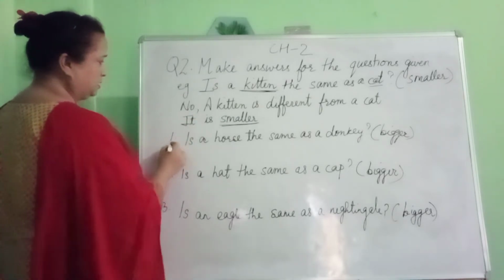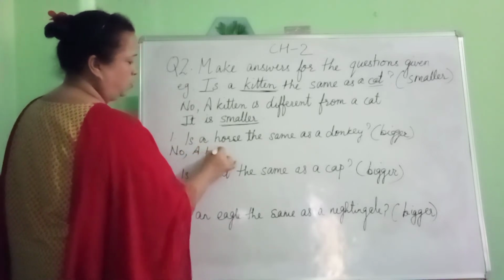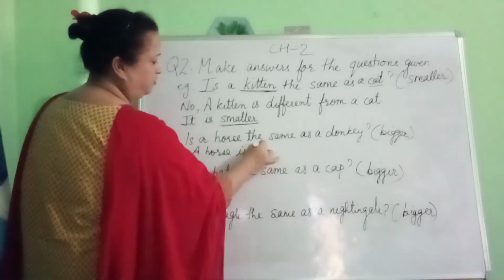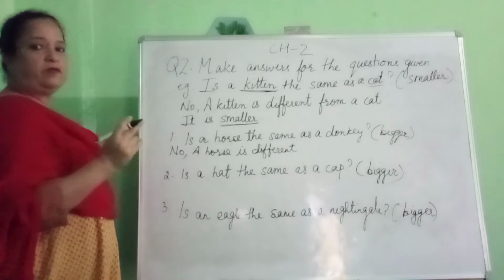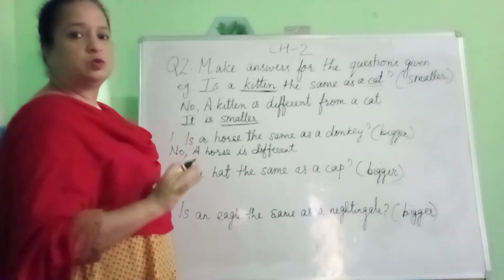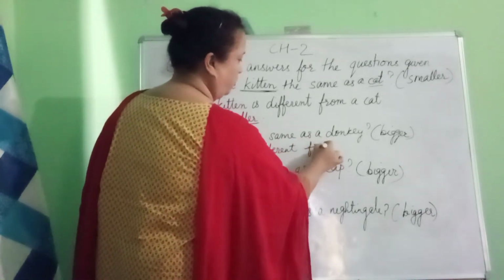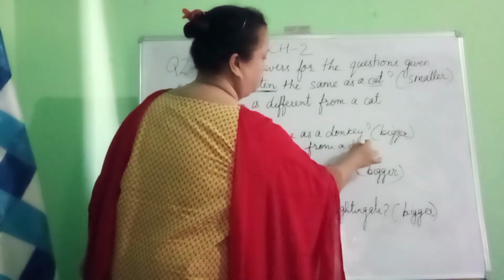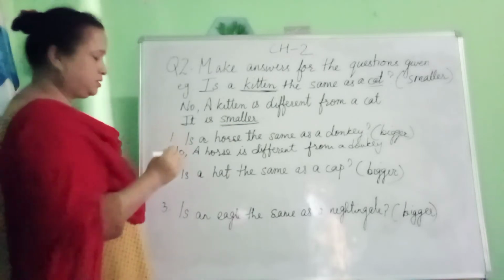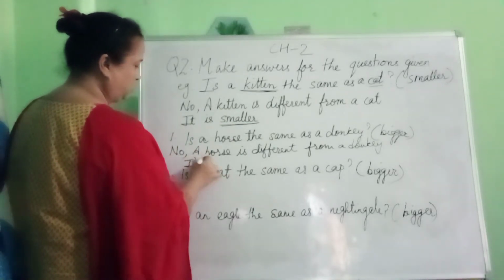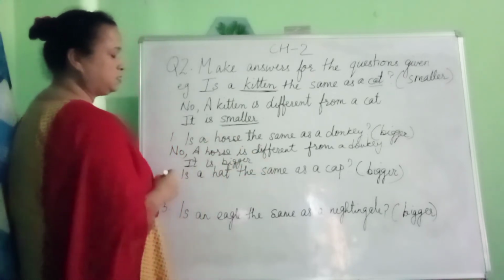So how are we going to write the answer? We begin the answer using no, a horse is different. It is not the same. Now who are we comparing a horse to? We are comparing a horse to a donkey. So no, a horse is different from a donkey. Why is it different? It is bigger. Now we get the chance to use the comparative form. So we write it is bigger. Now who is bigger? A horse is bigger.